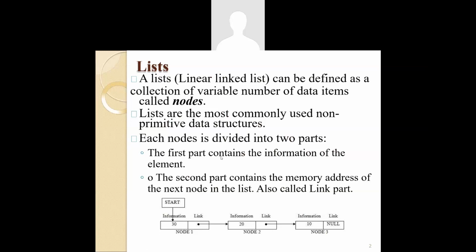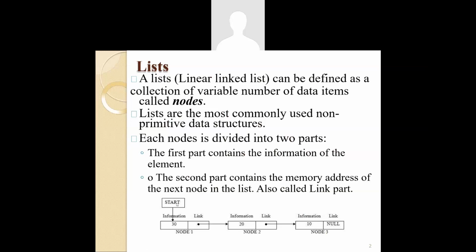The first part contains the information of the element, and the second part contains the memory address of the linked list. This second part is the link. The second part, the link, will contain the address of the next element. The next node is 20. Where is this 20 stored? How can it be searched? That address is stored in this link. So the list has two parts. The first part is called the information of the element. The second part contains the memory address of the next node in the list. It is also called the link part.